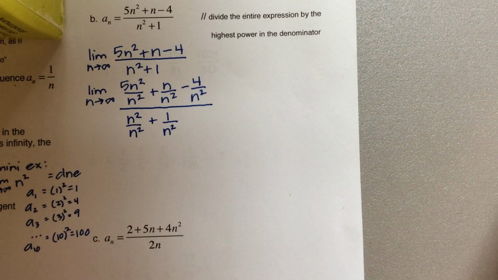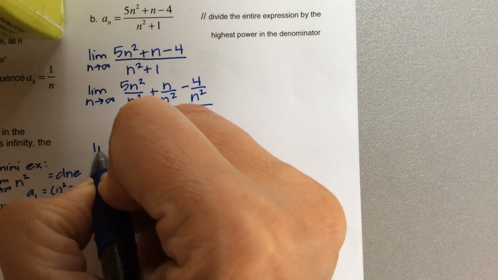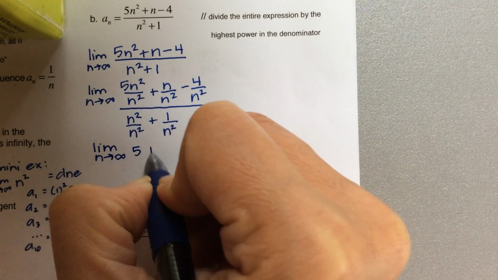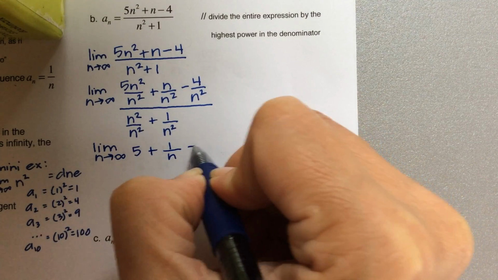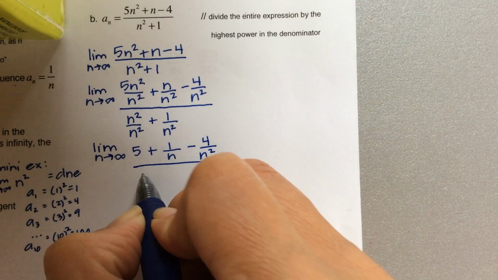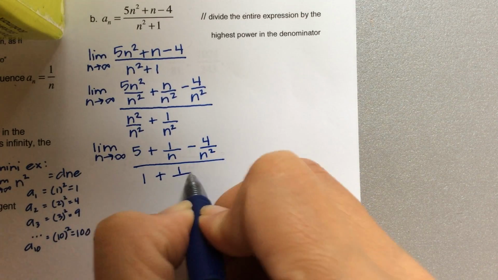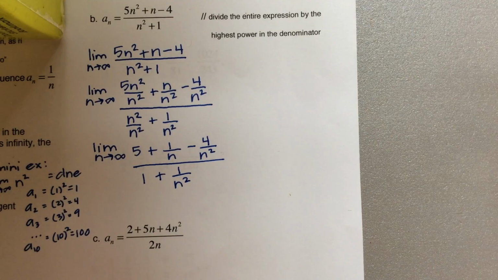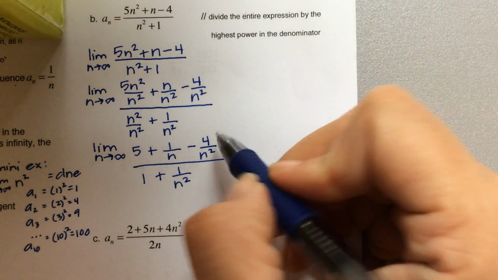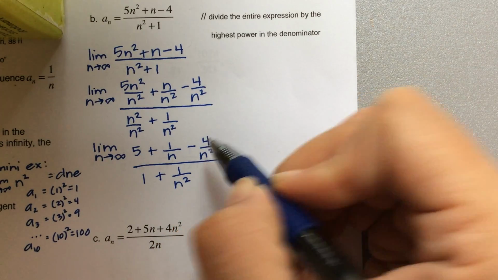So here's what we have when we divide everything by the highest power in n. This preserves our equality since we're dividing everything by the highest power of n. So what you're going to want to do now is reduce all those fractions. So we get 5 plus 1 over n minus 4 over n squared all over 1 plus 1 over n squared. So you're starting to see some of those terms, the 1 over n. We'll talk about what to do with this right here since there's a 4 right now.